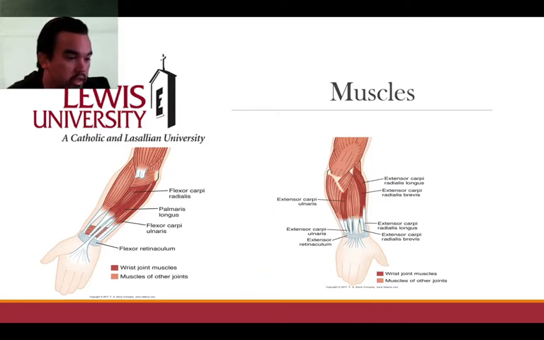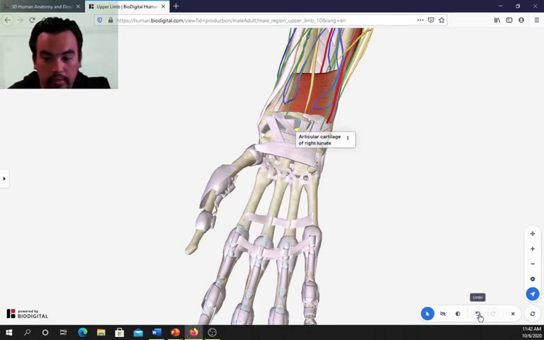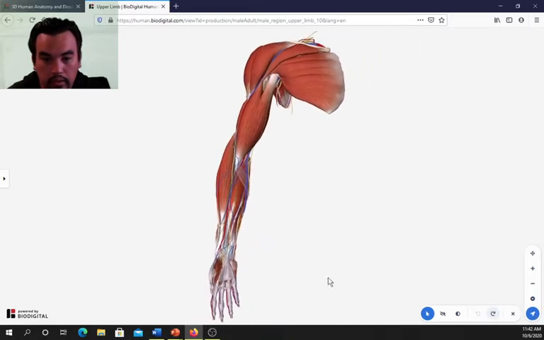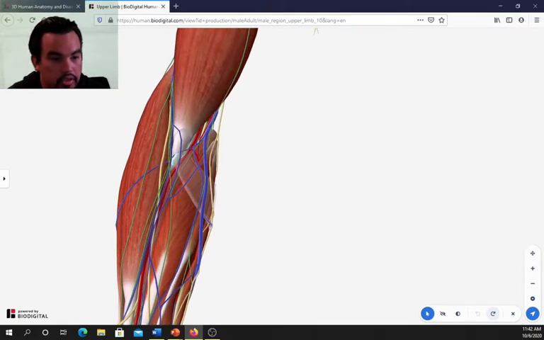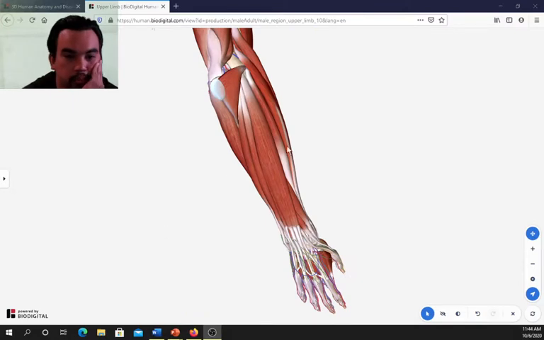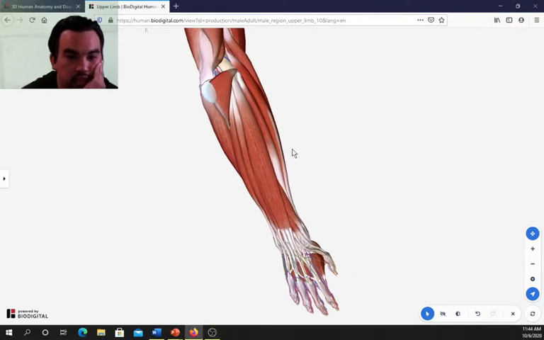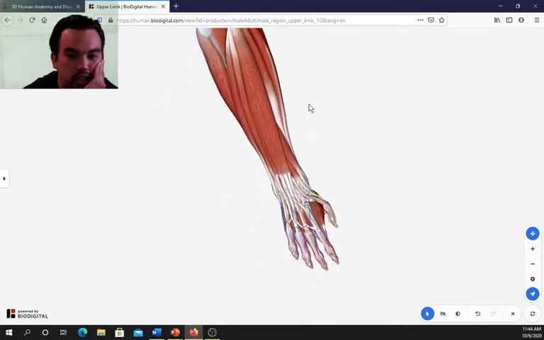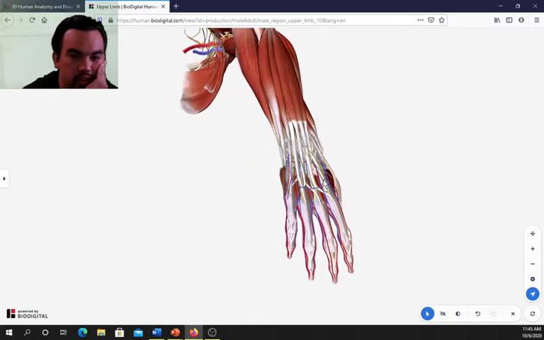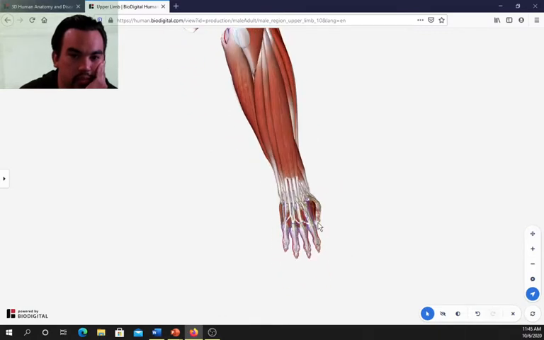So let's go and look at that in real life here. Let's reset it. Let me get rid of all these nerves real quick. I'll be right back. Alrighty, I'm back. So now you can really see the entire arm here. And this is the posterior lateral aspect of our arm. So let me rotate it here so we can get a good picture.